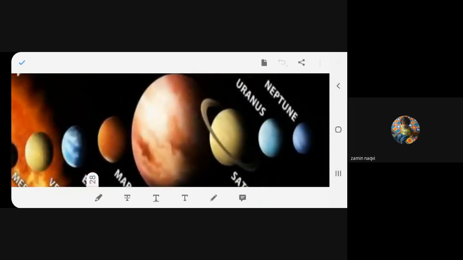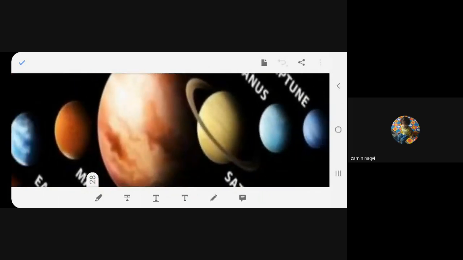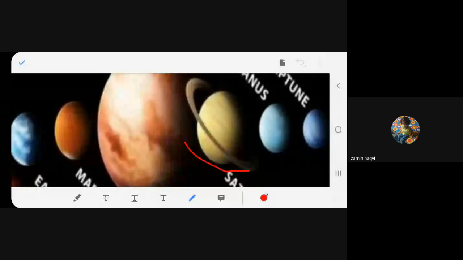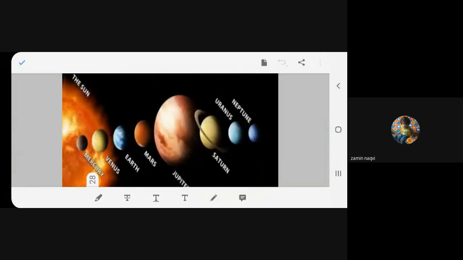Can you see this? Only Saturn has this beautiful ring. And Jupiter is the biggest. Can you see this? Jupiter is the biggest of all.